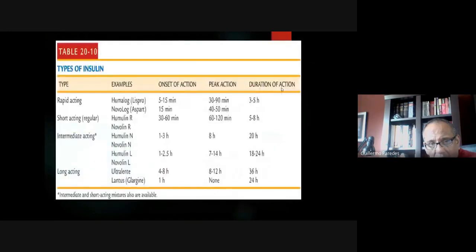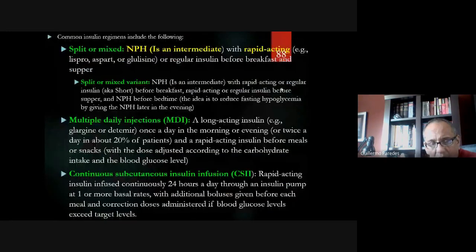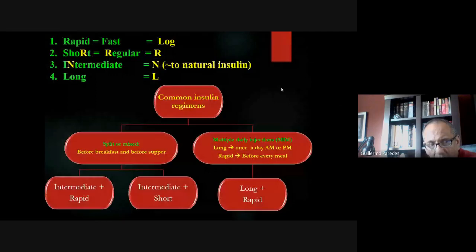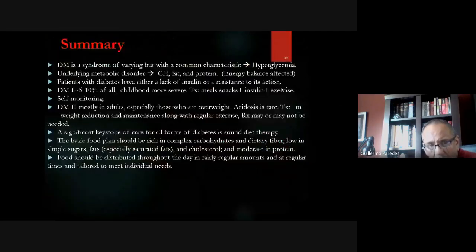Okay, so I think that's all for today. I'm not going to talk about the insulins because that is pharmacology too. So I put it out for somebody who wants to read it, if that is the case. But that's all I have for you guys.